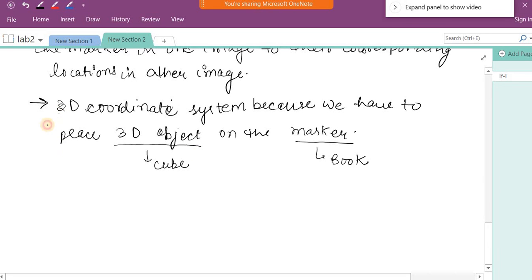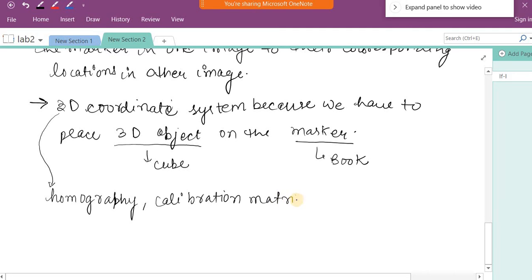And how will we get the 3D coordinate system? We have to apply two functions over there. The first one is homography and the second one is the calibration matrix. For the marker, I am taking an image of resolution 747 cross 1000.